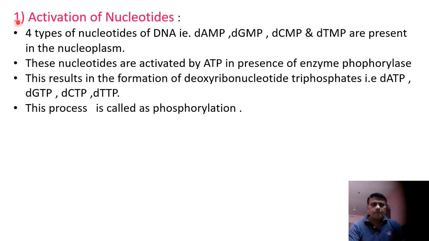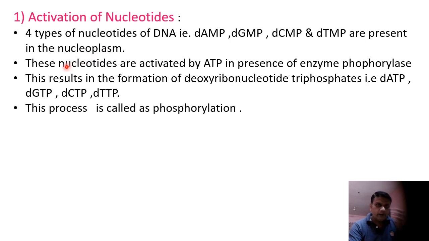Now the first step in the process of DNA replication is activation of nucleotides. Four types of nucleotides of DNA, that is, deoxyribonucleotide adenine monophosphate, deoxyribonucleotide guanine monophosphate, then deoxyribonucleotide cytosine monophosphate, and deoxyribonucleotide thymine monophosphate, are present in the nucleoplasm of the nucleus. So nucleoplasm is present inside the nucleus.